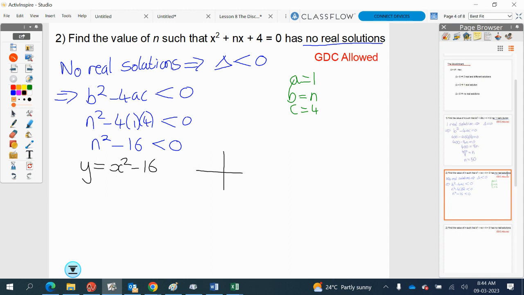So we graph it, we find the points 4 and minus 4, like this. This then implies that between minus 4 and 4 is the solution to this inequality. So this inequality is going to be negative when n is between minus 4 and 4. And this is how we would solve it.